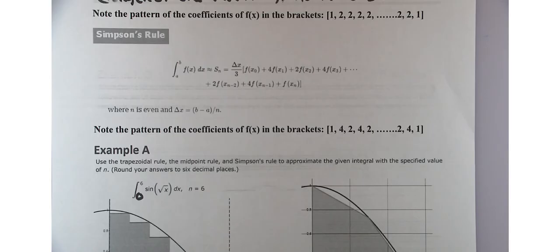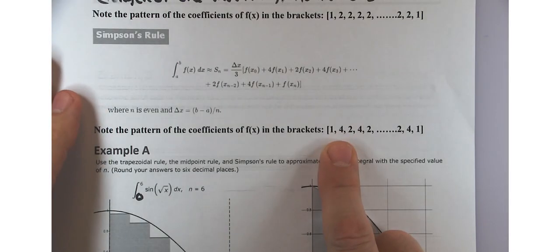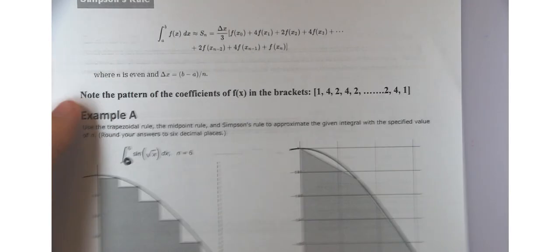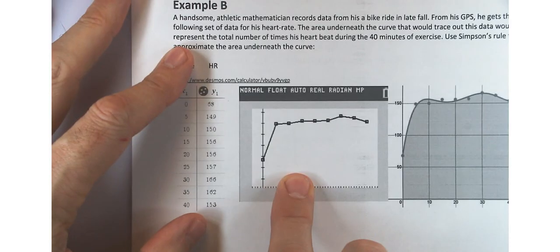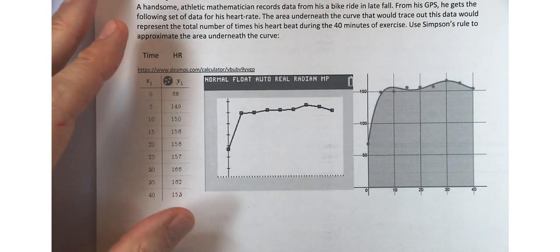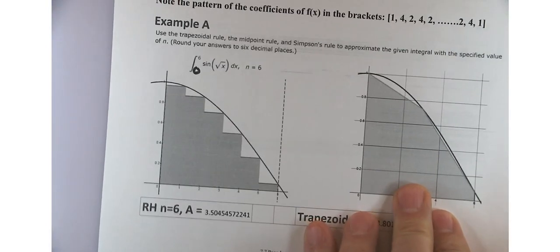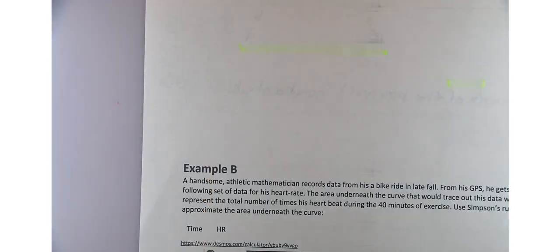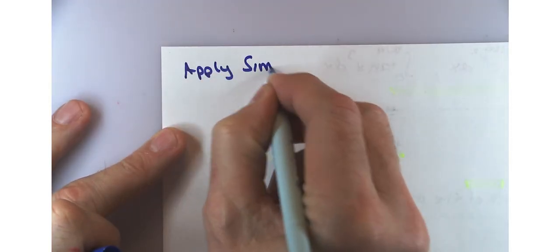Now I'll give you your choice. We can either apply Simpson's rule to this one here or this one here. Which one would you rather? First one or the second one? Second one? All right. Let's apply Simpson's rule to this one.